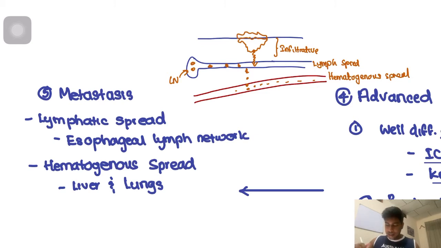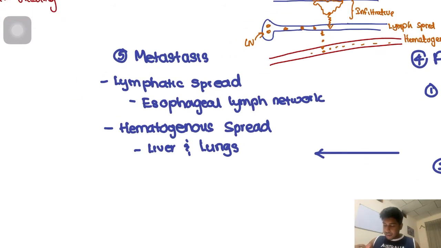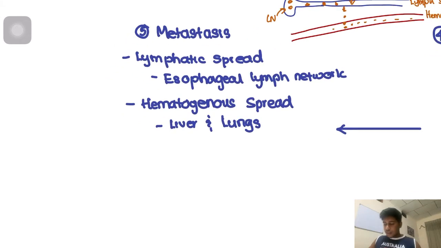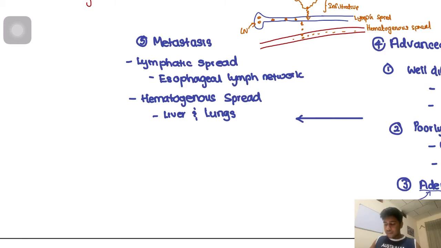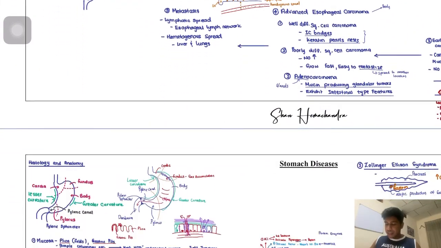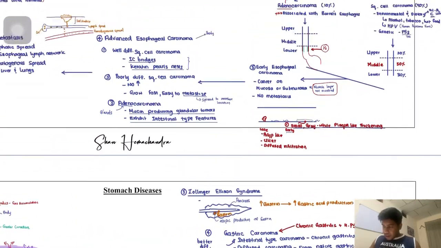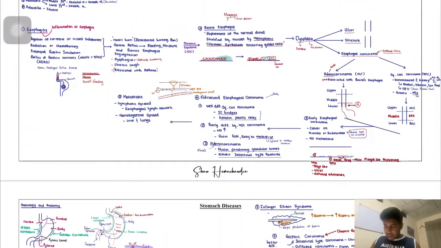I discussed this. Metastasis from lymphatic spread can go through the esophageal lymph network. We learned this in anatomy. Remember, the rectum is connected to the esophagus, and it's all through lymph. So there's that spreading pathway, and there's the hematogenous route through blood into the liver and lungs. Those are the most common sites of metastasis. So that's it for esophageal diseases.